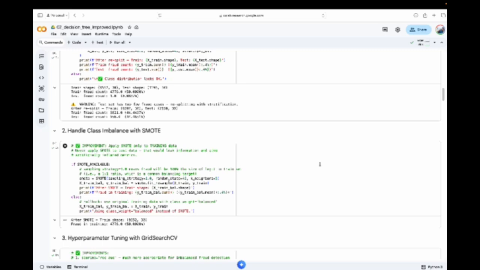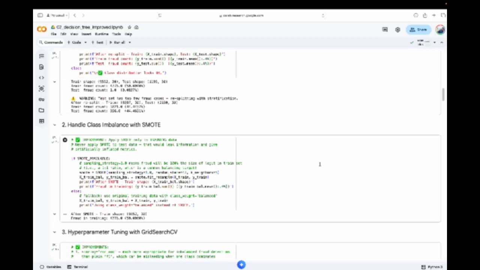Since fraud cases are very rare, I used SMOTE to balance the dataset. Importantly, it is applied only to the training dataset, not the test data, to avoid data leakage. This helps the model learn fraud patterns better without artificially inflating performance.